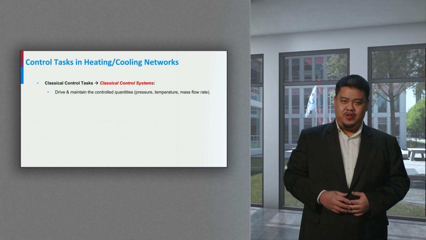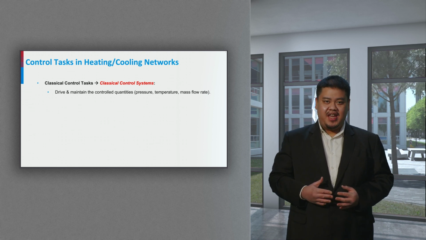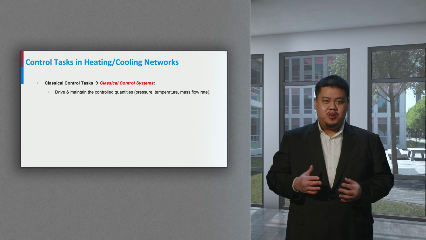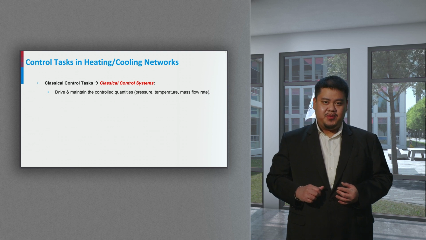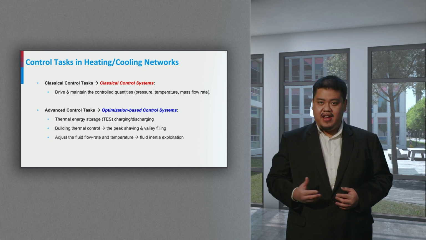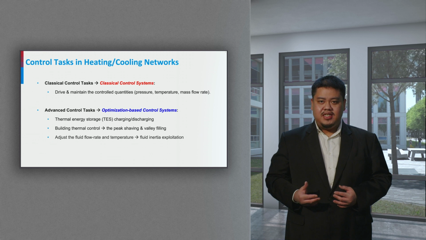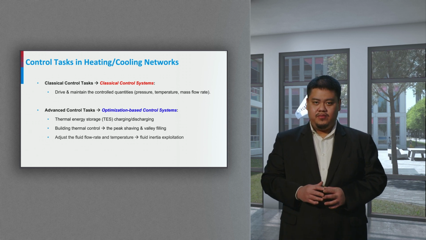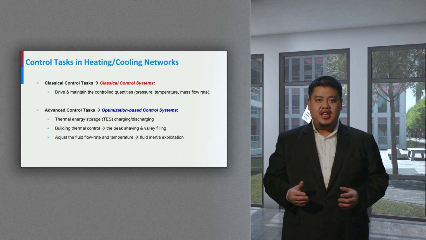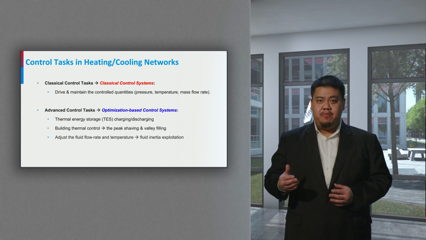In heating and cooling networks, we use classical controls to handle the basic tasks of steering and stabilizing the grid by controlling key physical quantities such as pressures, temperatures, or mass flow rate. On the other hand, advanced control is used to optimize the system performance by controlling the thermal energy storage and building temperature to reduce or shift the peak load. For this purpose, we need optimization-based control systems such as model predictive controllers, usually abbreviated as MPC.